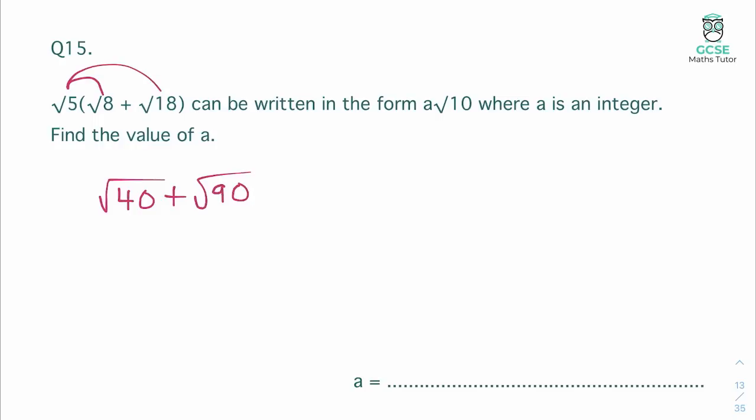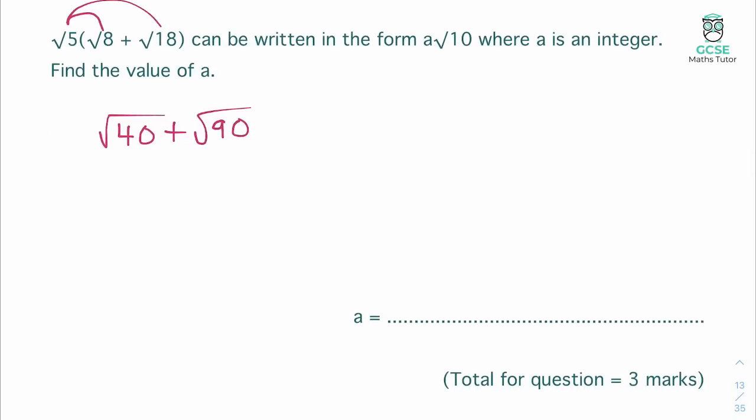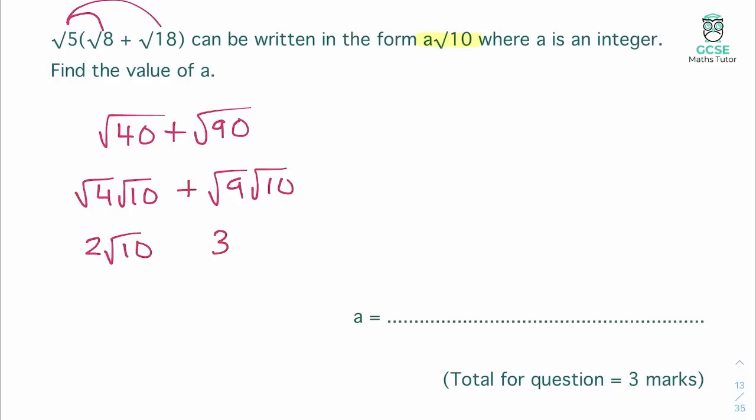There we go. So you can already see that if you know your surds well, 4 and 9 go into those. So root 40 can be written as the square root of 4 times the square root of 10. Root 90 can be written as the square root of 9 times the square root of 10. So these are both going to have a root 10 in there. And actually, I should have read the question a bit longer there because it does say it can be written as a root 10. So the square root of 4 is 2, so that's 2 root 10. The square root of 9 is 3, so 3 root 10. And when we add those together, you get 5 root 10.